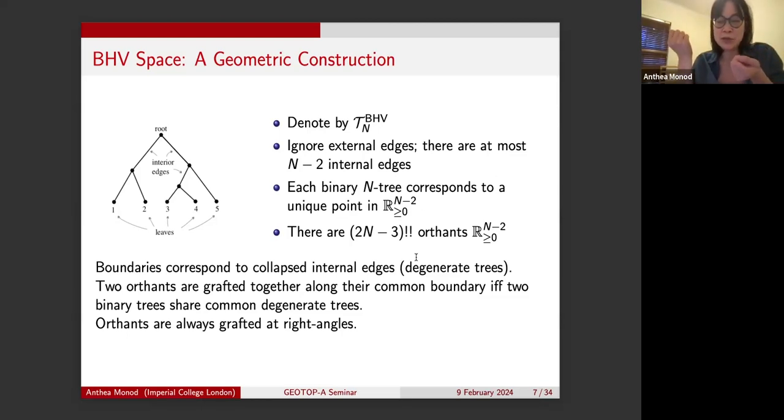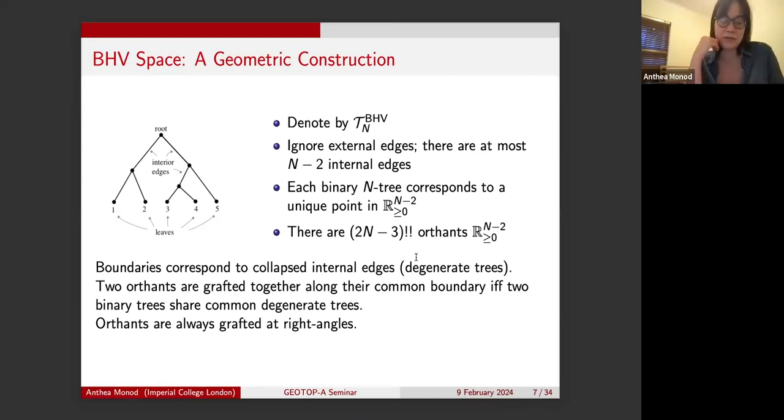So because there are (2n-3) double factorial different tree topologies, right? So different types of binary trees. If you want to collect this entire set of trees as a tree space, and you assign one orthant to each tree topology, then you have (2n-3) double factorial many of these positive Euclidean orthants.